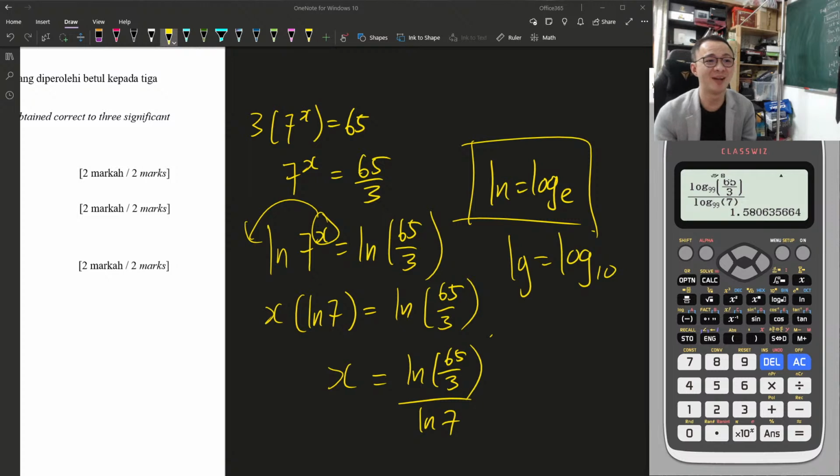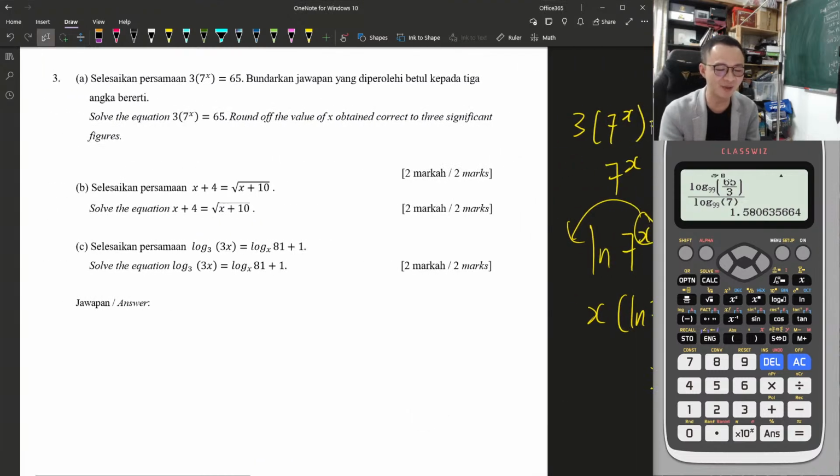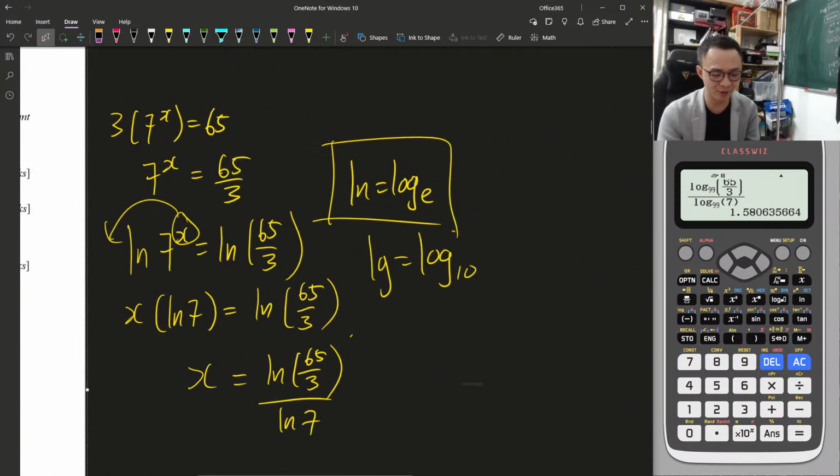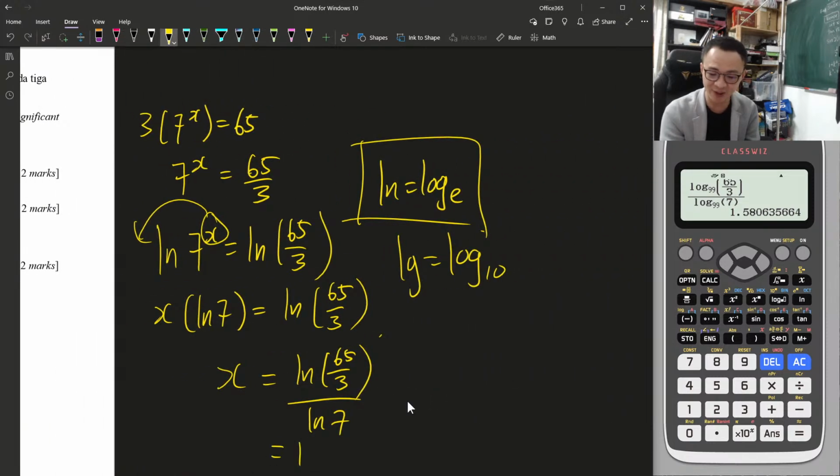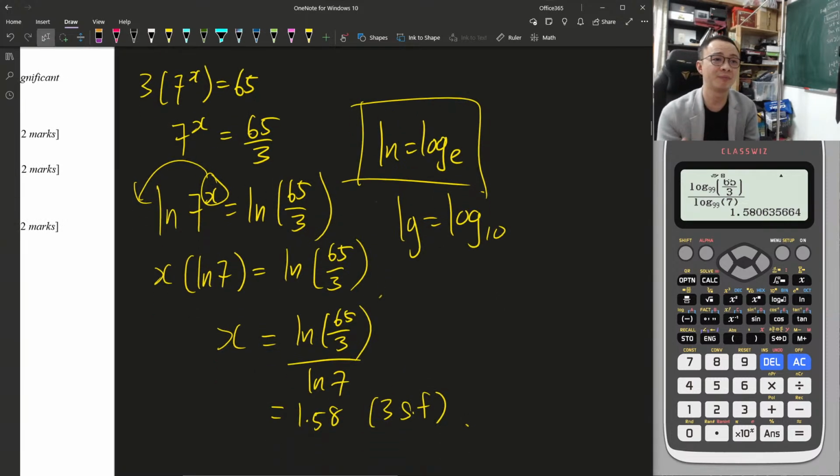But I use log base e also can. So I just change the base into e. Okay, so this is how I get the answer. But the question does ask you to round off to 3 significant figures. So I would say my final answer is 1.58 in 3 significant figures. Okay, so yeah, I hope you can understand.